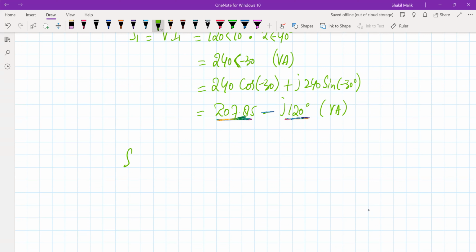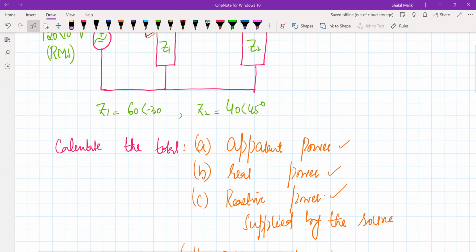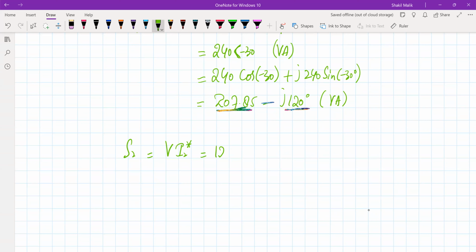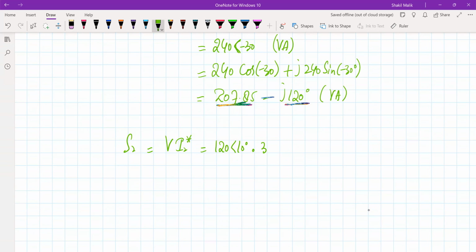Now the complex power consumed by S2, that is Z2, will be equal to V times I2 star. Why is V the same? Because these elements are again connected in parallel, so voltage will remain the same. We know the current, so we can get the value. V is 120 at an angle of 10 degrees multiplied by the current, which is 3 at an angle of 35, so it will be 3 at an angle of plus 35. Why? Because we have to take the conjugate of that. So this is 360 at an angle of 45 degrees. Why 45? 10 plus 35 is 45 degrees.